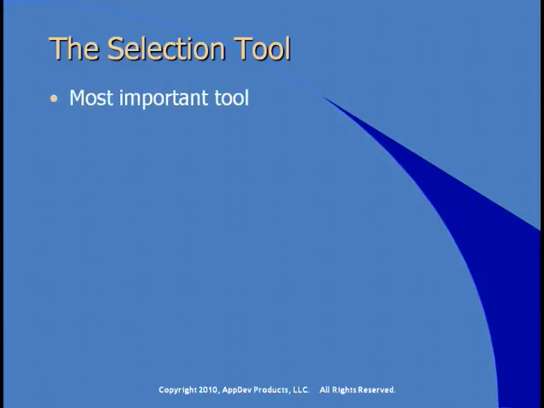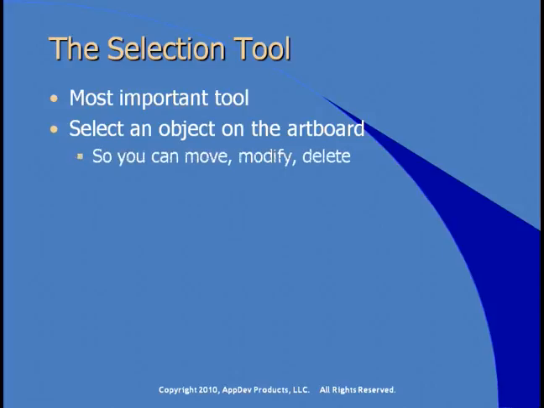This is the most important tool because it allows you to select an object on the artboard. That way you can move, modify, or delete it. This isn't selected by default. If you choose some other tool, you need to manually select it again, and the simplest way is to press the V key, because V stands for selection, of course.